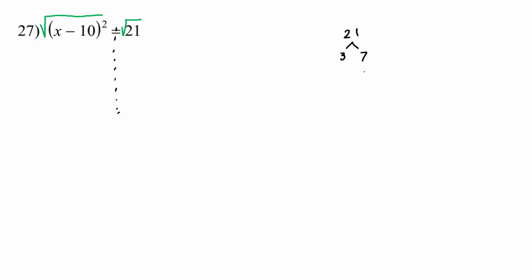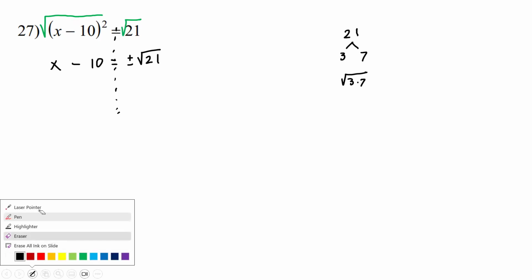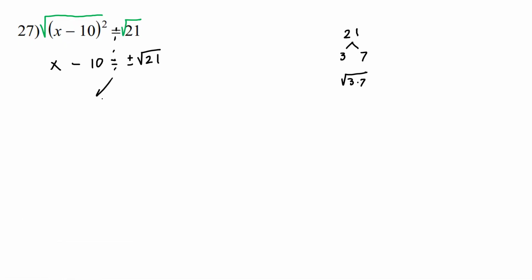Since there are no buddies, if I put that back in, no pairs, this stays as plus or minus the square root of 21. Can't simplify it anymore. So x minus 10. Here, again, I need to separate out my two possible solutions. It's going to separate into two equations. So it'll be x minus 10 is equal to positive root 21, or x minus 10 is equal to negative root 21. All right, and now I can continue solving.